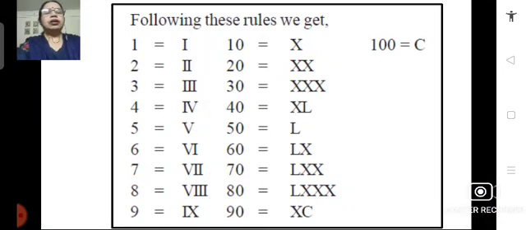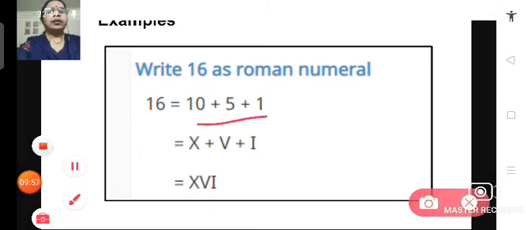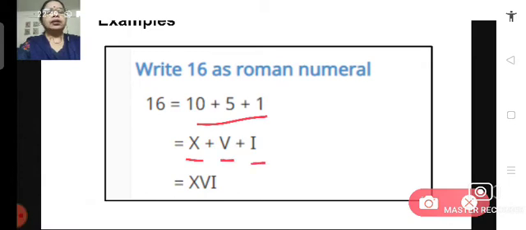Now let's see a few examples of how to write the Roman numerals. Write 16 as a Roman numeral. 16 means it is 10 plus 5 plus 1. So we write X plus V plus I. When we write the symbols of smaller value to the right of X, then they get added. So 16 is written as XVI.